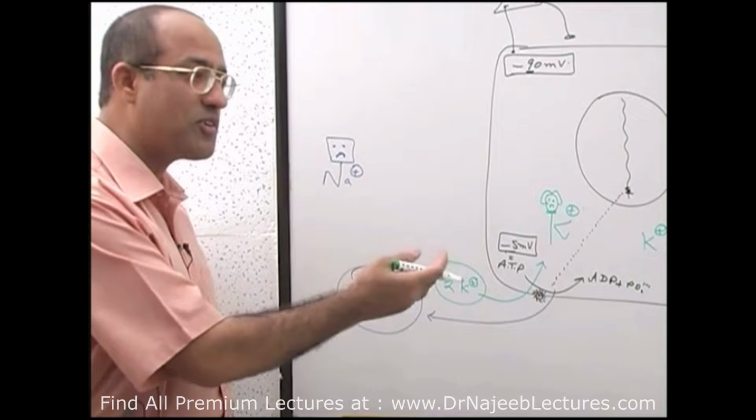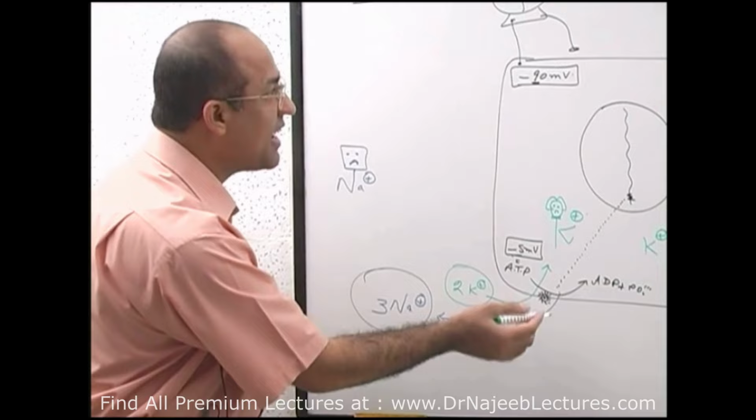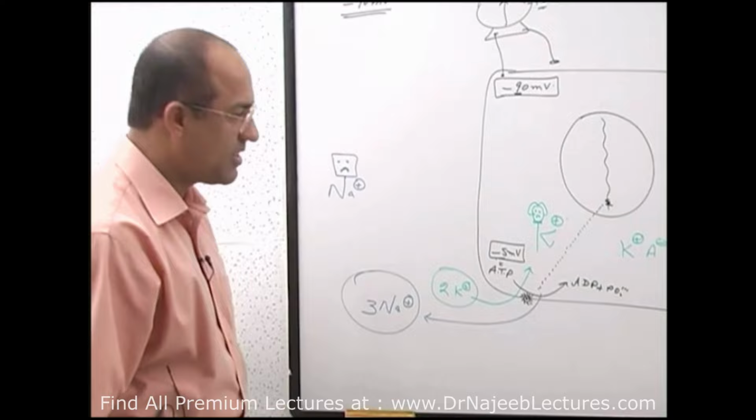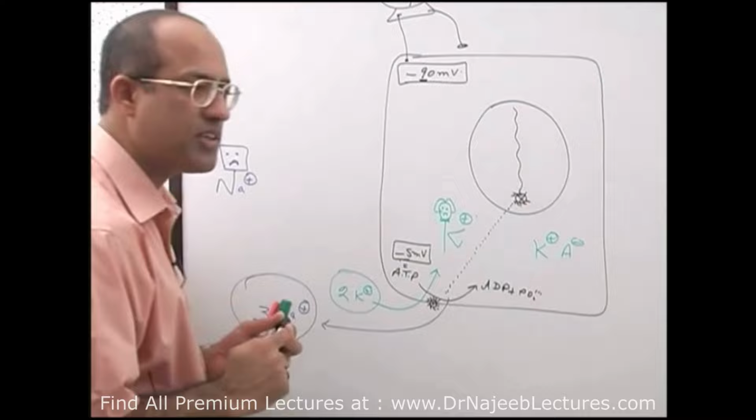Sodium is concentrated outside, it wants to go in. Potassium is being concentrated inside, it wants to go out, and this whole pump has produced only electronegativity of minus 5 or minus 4 millivolt, which is not enough. So what really happens? This was our first gene in our discussion. Of course, there are many genes in the cell. This was our first gene, the sodium potassium ATPase gene.